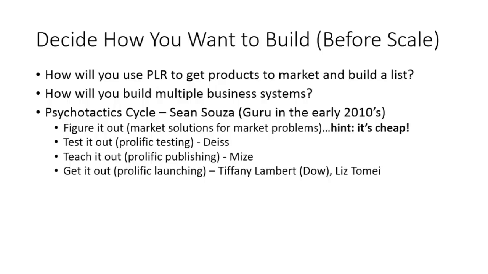He had this really cool cycle that he talked about in information marketing. He'd done studies and tests, and he'd done lots of research. And this is why his information was so incredibly valuable. There were 4 things he said you've got to do. He said you've got to figure it out. In other words, you've got to find market solutions for market problems. That's cheap, right? You don't need a lot of money in order to do that.